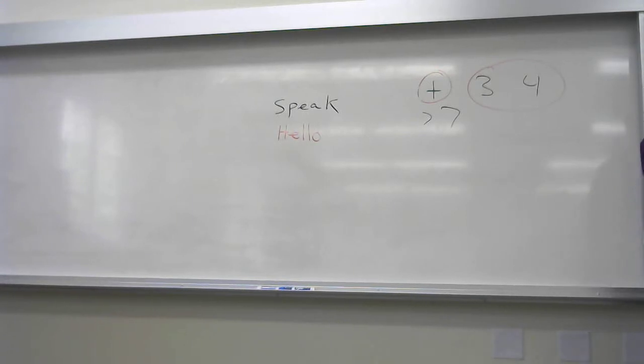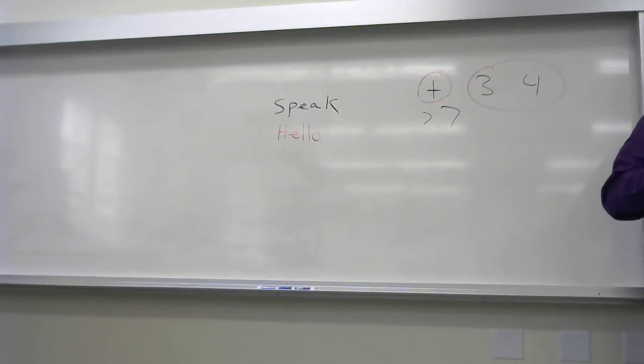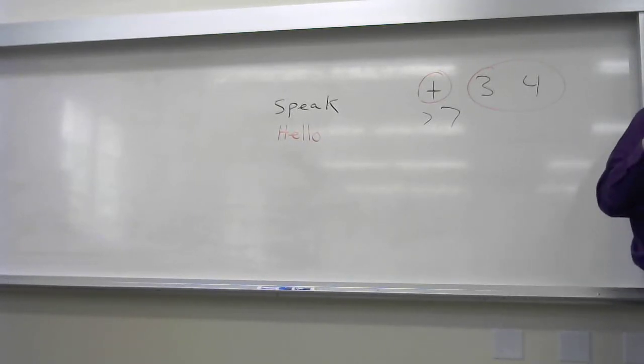Now, how many people have written their own sorting algorithm? Seven of you. Good. Have you written quicksort? Yeah? So some of you have written quicksort, which is good. If you have written quicksort, excellent.